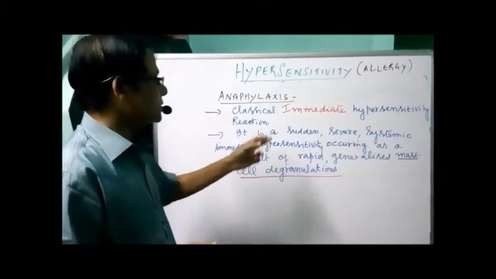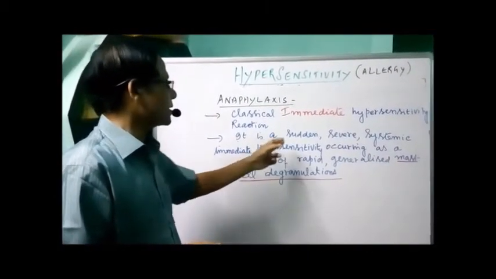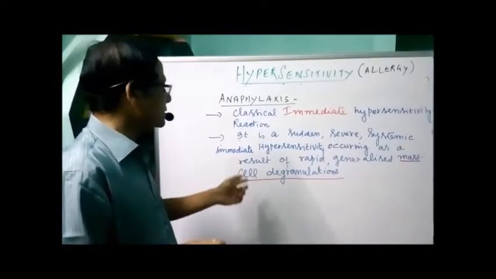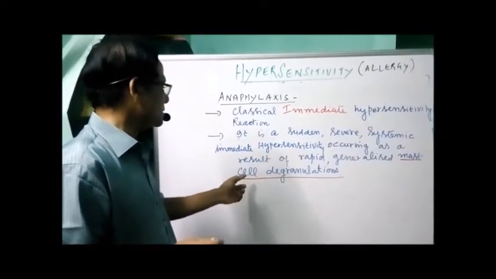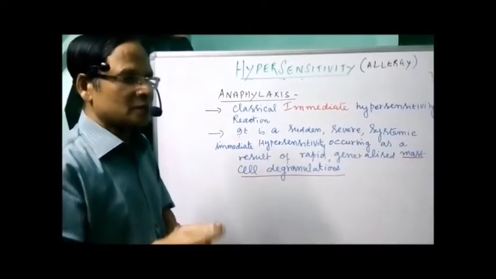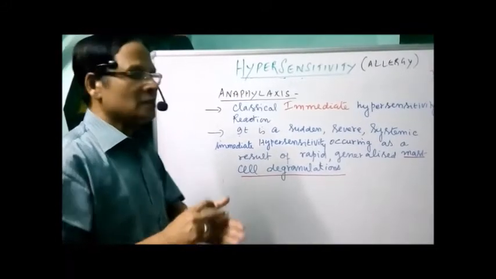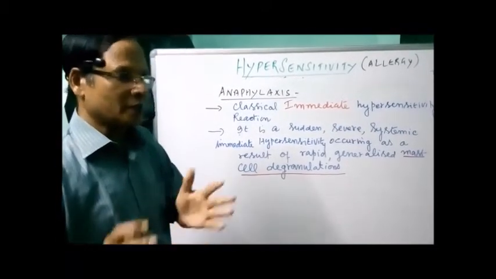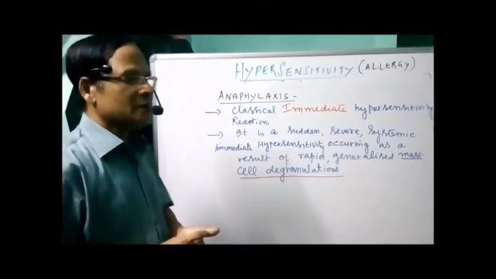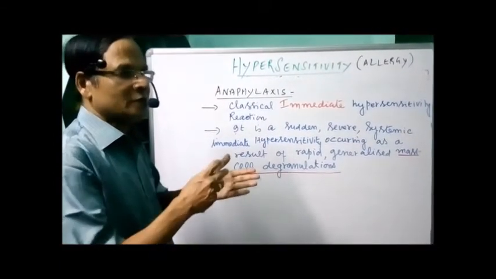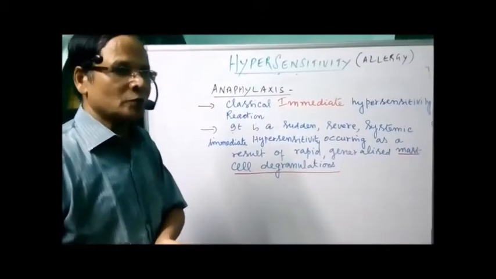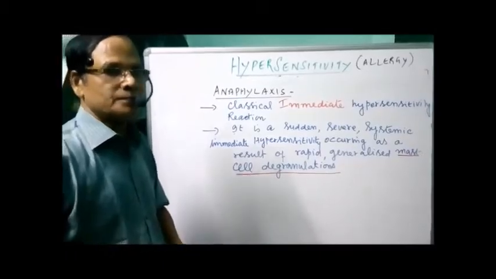So it is a sudden, severe, systemic, immediate hypersensitivity, that is type 1, occurring as a result of rapid generalized mast cell degranulation, the destruction of mast cells because of the entry of antigens and the release of chemical mediators like histamine and serotonin. So that's about anaphylaxis. With this we conclude hypersensitivity. Now we have to pass on to a few words about autoimmune disease.